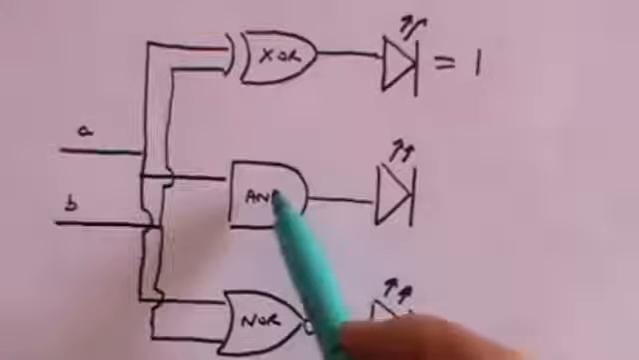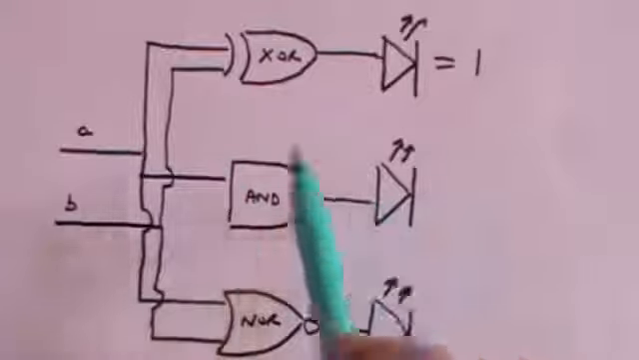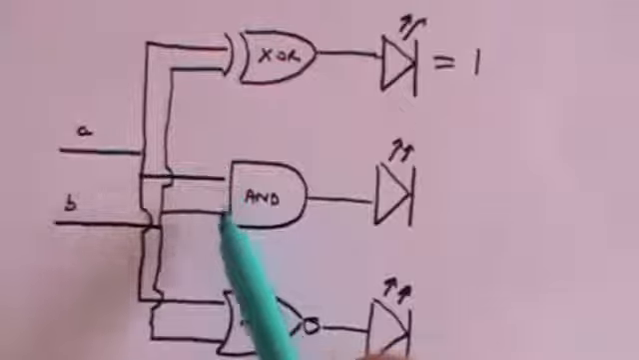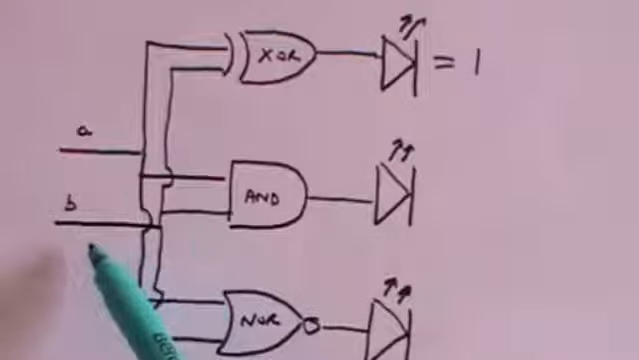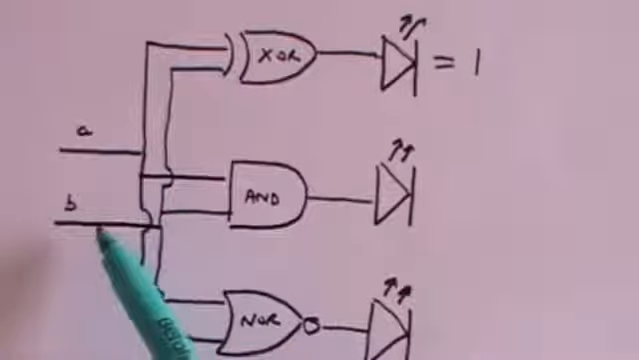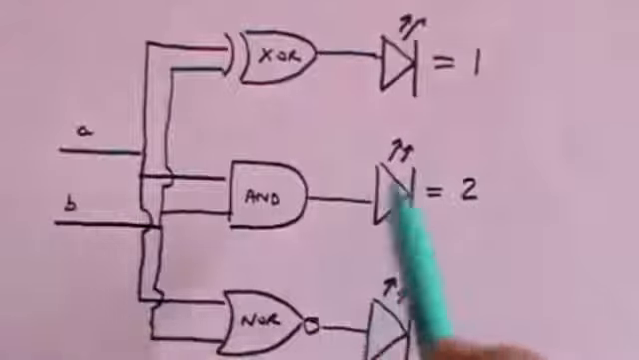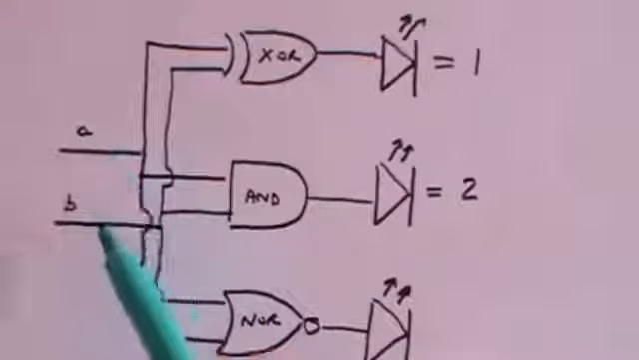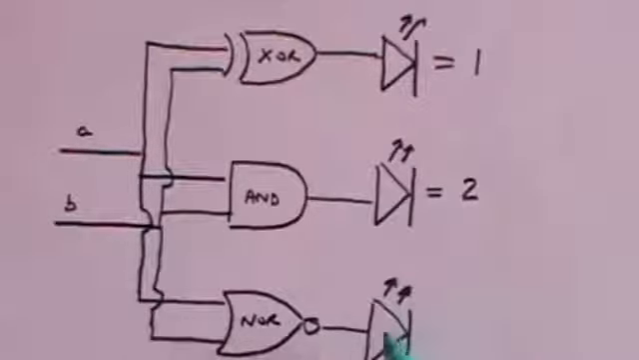What about the AND gate? Well, the AND will only put out a positive voltage if both the inputs are positive. Alright, so that means that A and B both have to be positive voltages. So A has to be 1 and B has to be 1. So this is essentially the answer to 2. If this lights up, it must mean that there's a positive voltage on A and a positive voltage on B. And what about NOR?